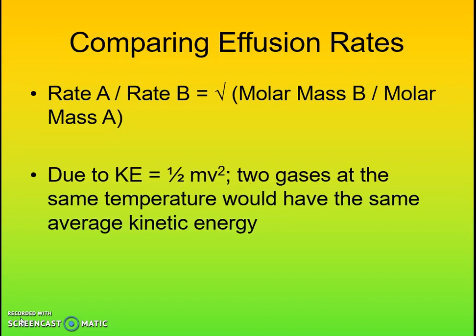We notice that because kinetic energy, the energy due to a particle's movement, is equal to 1/2 their mass times their velocity squared. So 2 gases in the same room would have the same temperature, therefore they have the same average kinetic energy. So if you set those two equal to each other and then move the mass to one side and the velocity to the other, you'd end up with rate A versus rate B would be the square root of molar mass B over molar mass A, and therefore that's where that square root of their masses gives you the ratio of their rates.